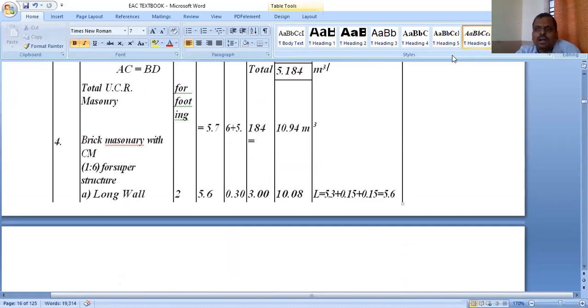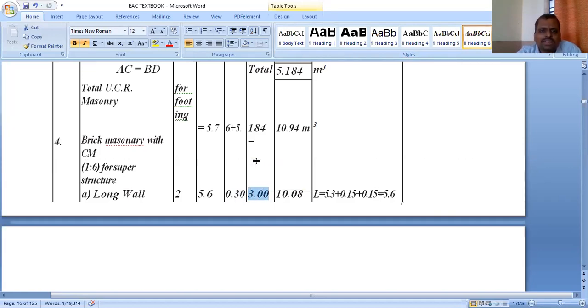Above the plinth level, we are going to build brickwork of cement mortar 1:6 from the plinth to the bottom of the slab. In this manner, we are going to construct the walls. The thickness of these walls will again be 0.3 meter. This is the 0.3 meter, that is the width of this item, whereas this 3 meter will be the height of the wall.